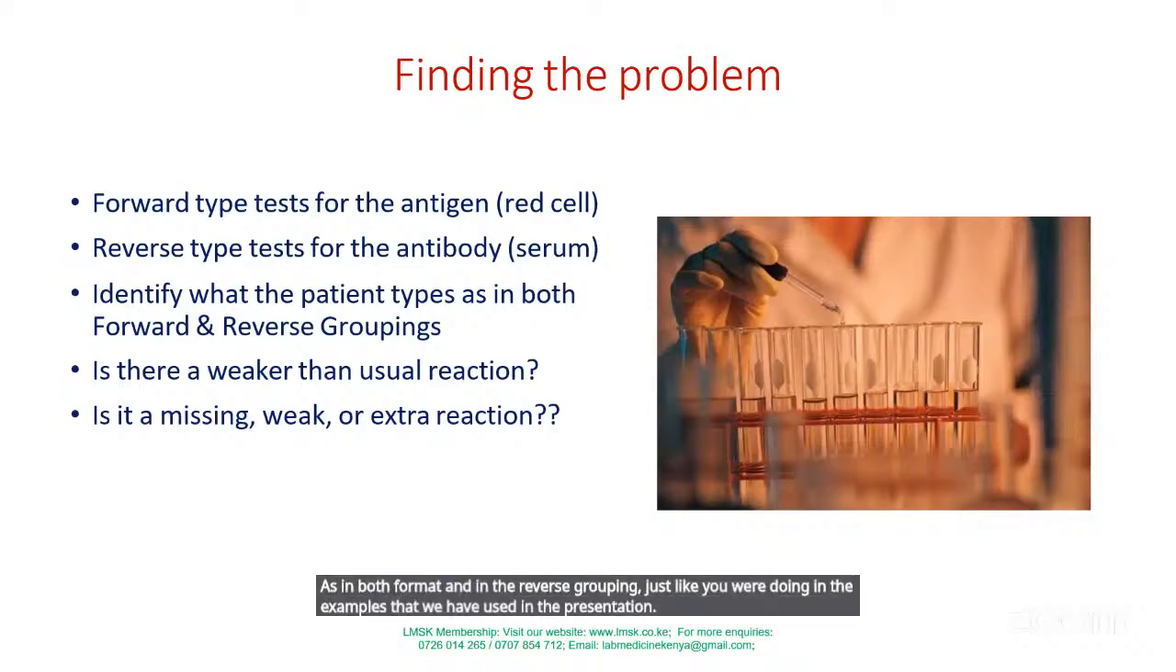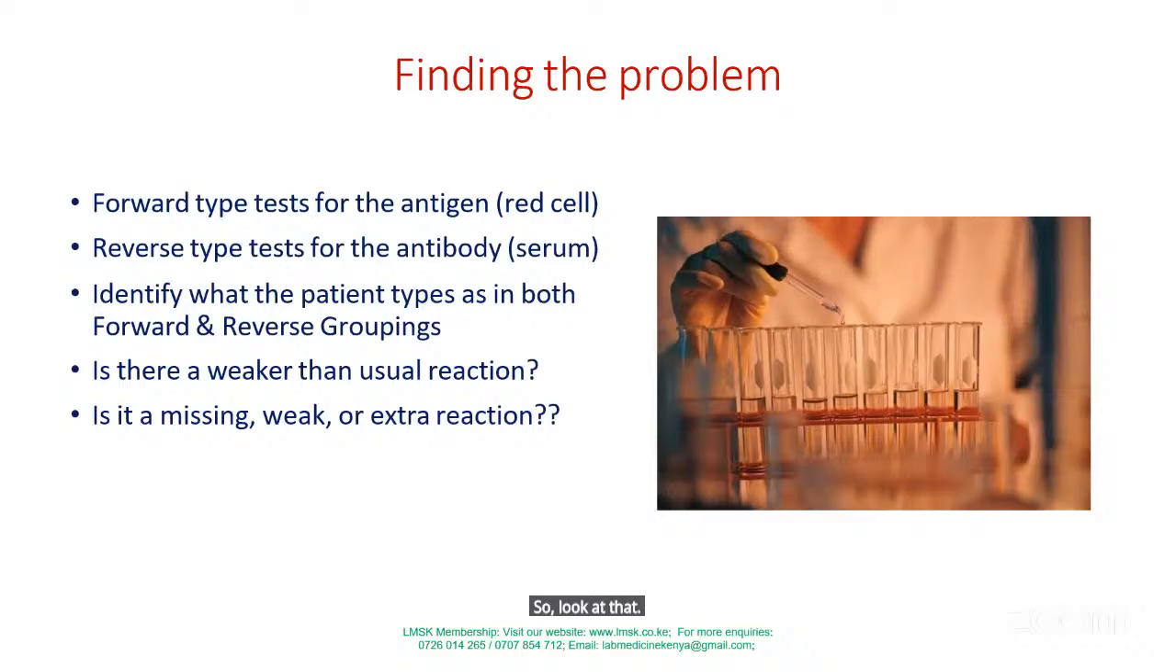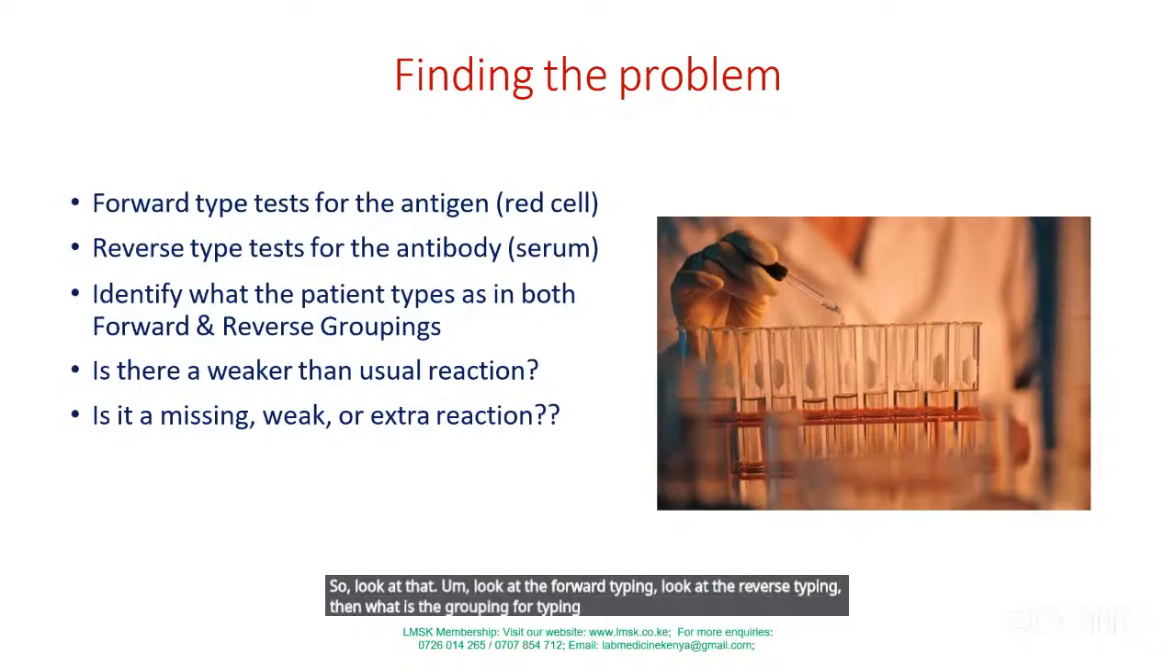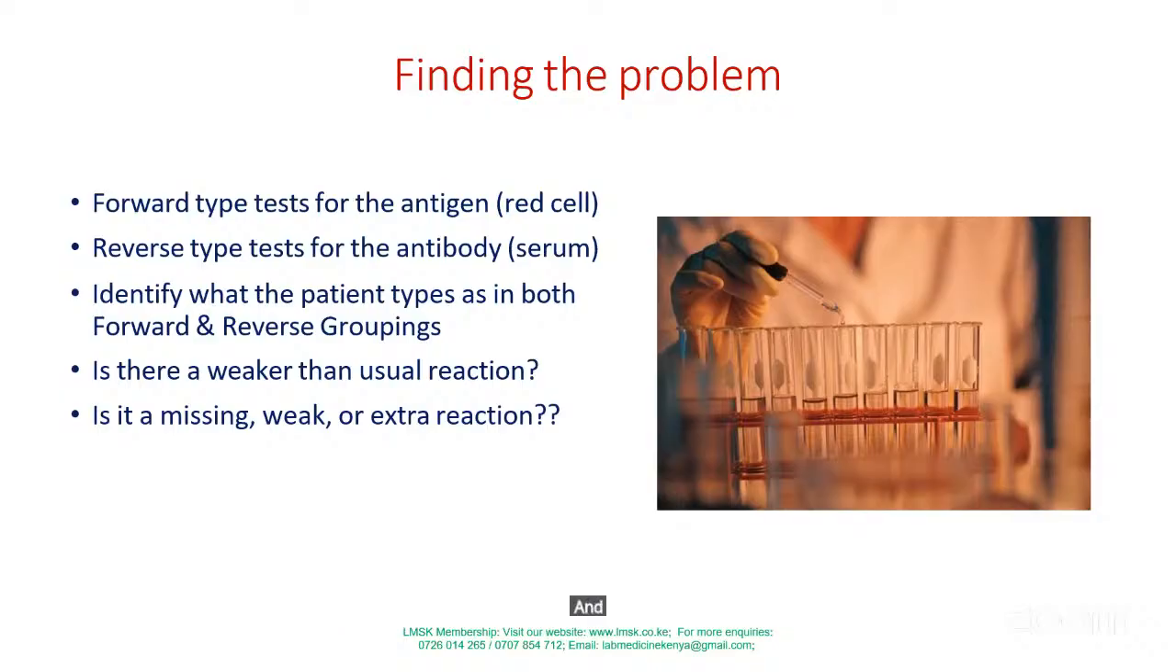So you look at the forward typing, you look at the reverse typing. Then what is the group in forward typing? What is the group in the reverse typing? And where is the weaker reaction than usual? And where is there no reaction? So things like that. Those weaker reactions than usual, that's how you'll start questioning which one is giving a false reaction. So you start questioning the ones that are reacting weakly.